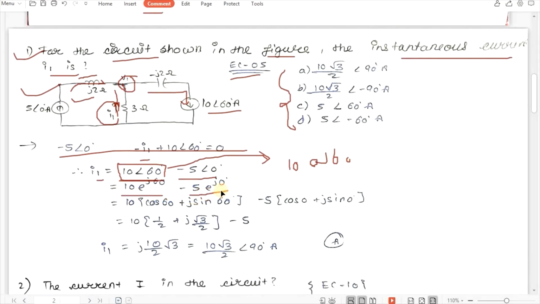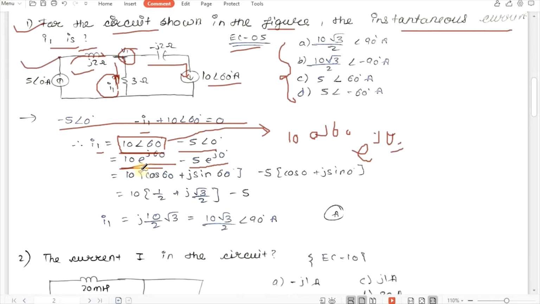Now as we know, e raised to j theta is cos theta plus j sin theta. So we can write this equation as 10 into (cos 60 degree plus j sin 60 degree). Similarly for this, it will be minus 5 in the bracket of (cos 0 plus j sin 0). Sin 0 is 0, so this term will be 0 only. Here we get 10 times cos 60 degree, which is 1 by 2, plus j sin 60 degree, which is root 3 by 2, minus 5 into 1, which is minus 5. Here 10 by 2 will be 5, so this 5 and minus 5 cancel and we have only the term 10 into j root 3 by 2.